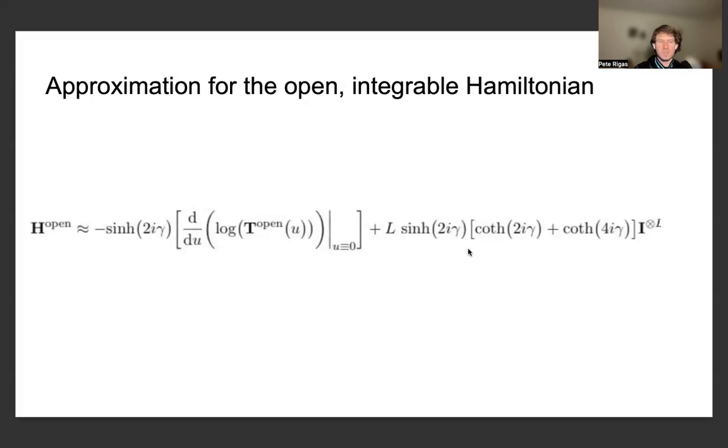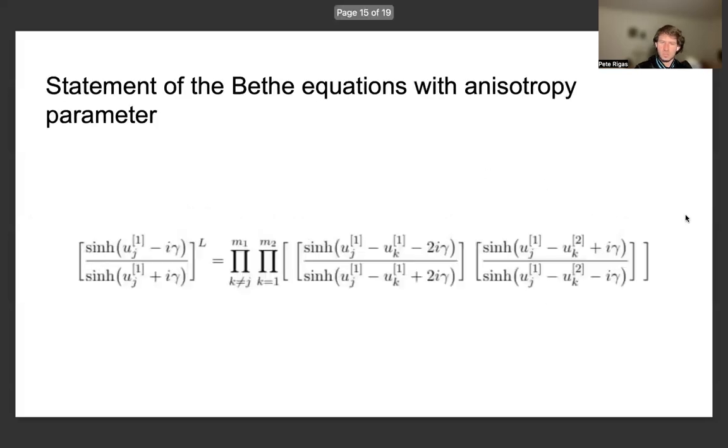And altogether, from some computations, which I demonstrate in the preprint that's going to come out, we can obtain an asymptotic approximation for the open integrable Hamiltonian, where the first leading term is proportional to the logarithmic derivative of the open transfer matrix of the D23 spin chain, plus other terms which are given by an identity term raised to the tensor product of L, namely the length of the chain, as well as a hyperbolic sine term and 2 hyperbolic cotangent terms.